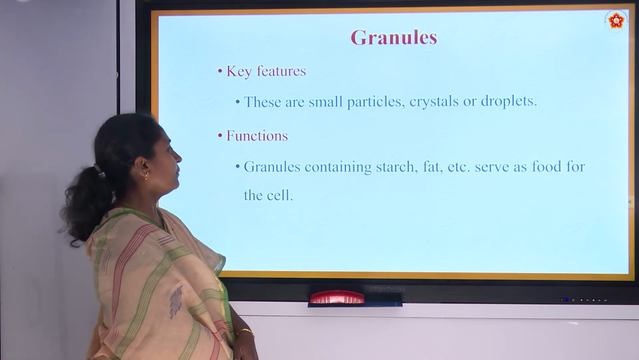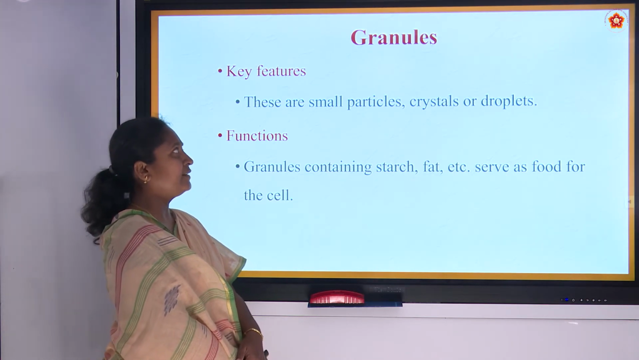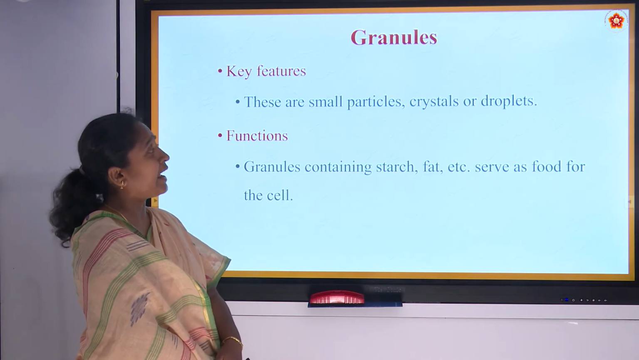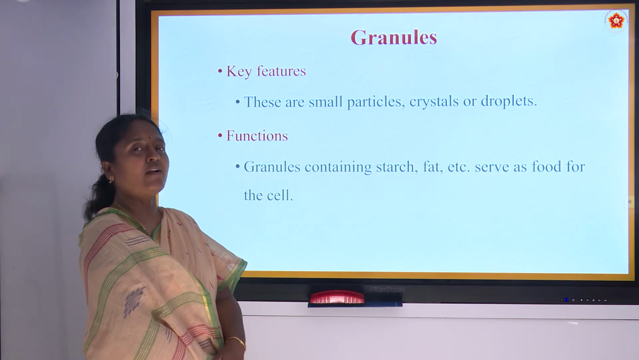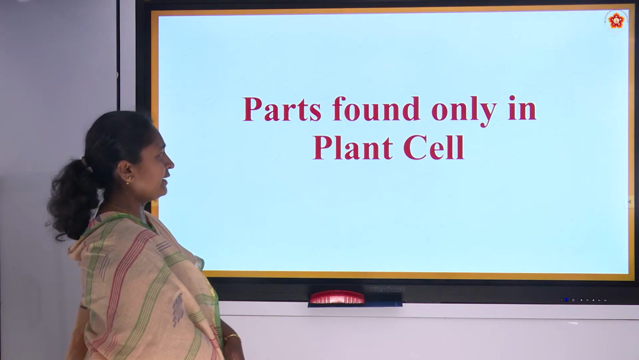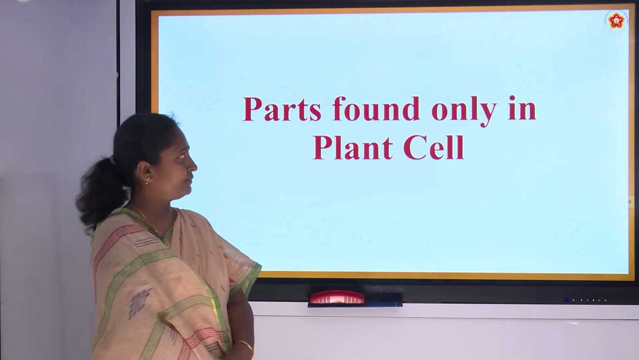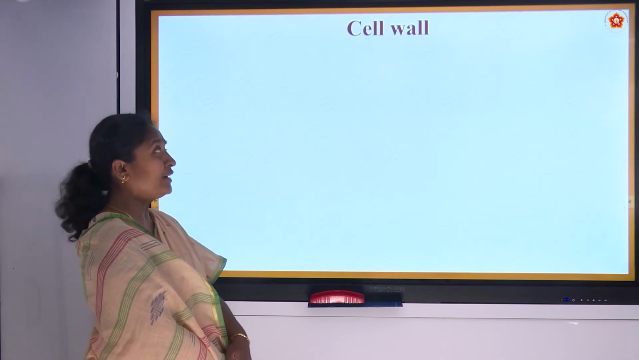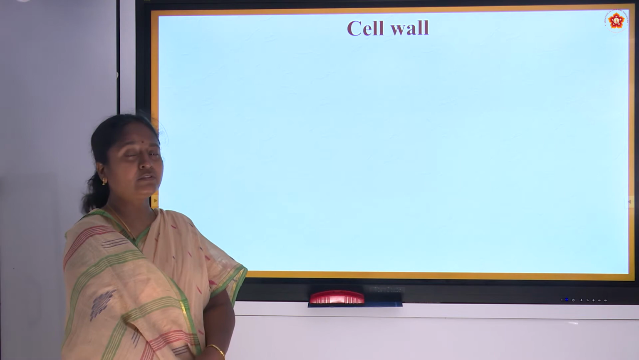Because of the presence of so much food material, these are tiny granules which are scattered in the cytoplasm. These are non-living parts of the cell. Next we will see the parts only found in plant cells. The first one is the cell wall, a prominent cell wall which is present all around the plant cell, right.